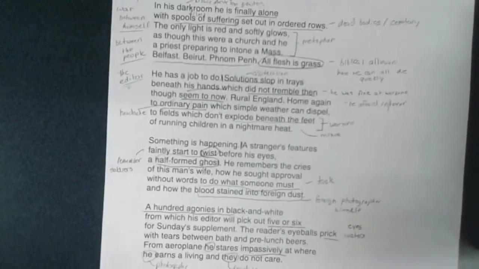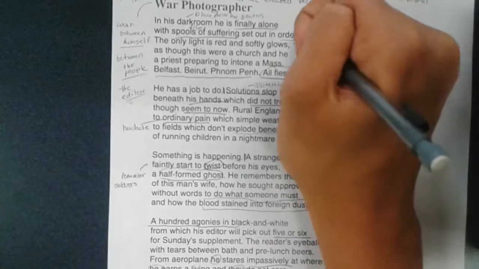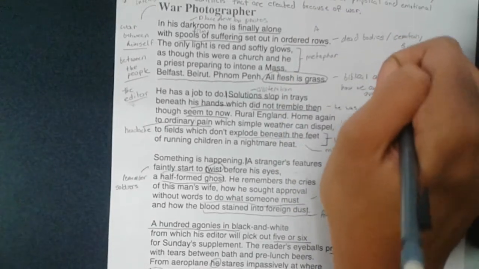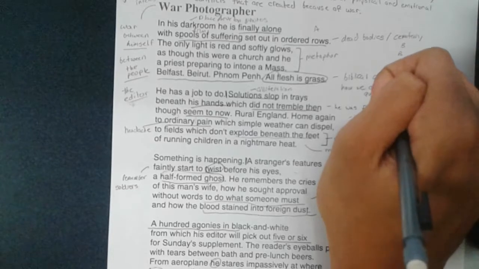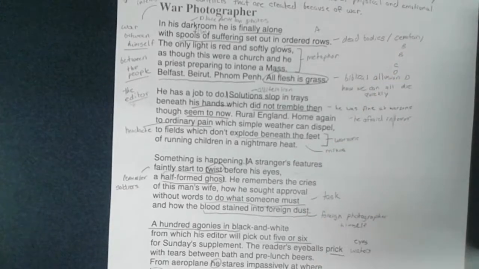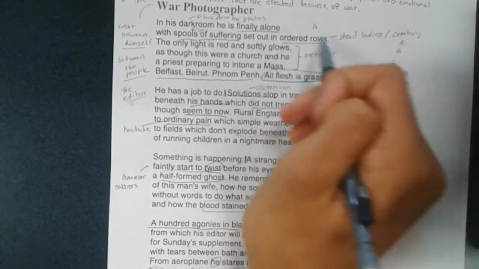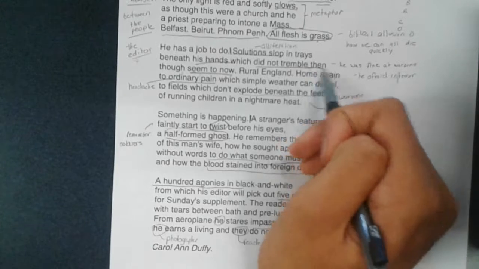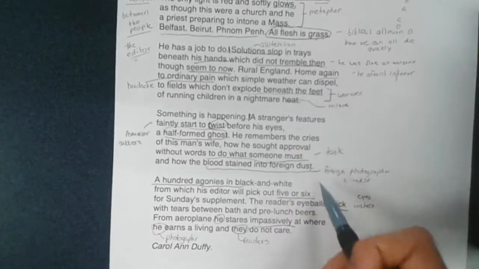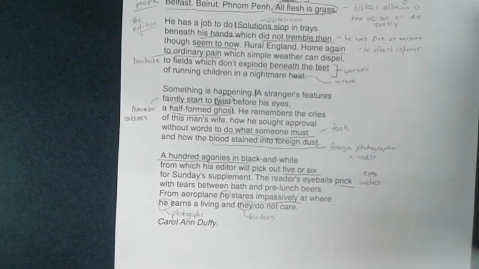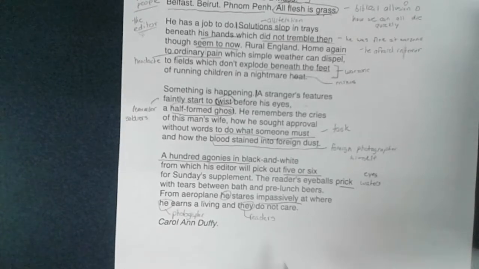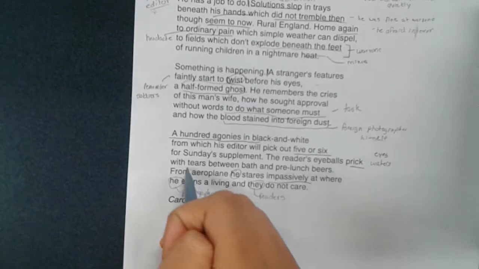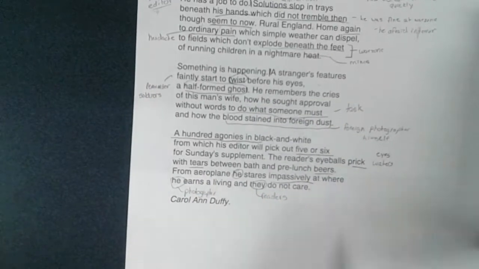And then I forgot to address the rhyme scheme here, so we'll have A, B, B, C, D, D. And this pattern continues throughout the whole poem. We have alone, rose, glows, mass, grass, and then again, feet, heat, and that continues on through here. Another thing you might want to pick up on is there's some internal rhyme here, tears and beers.